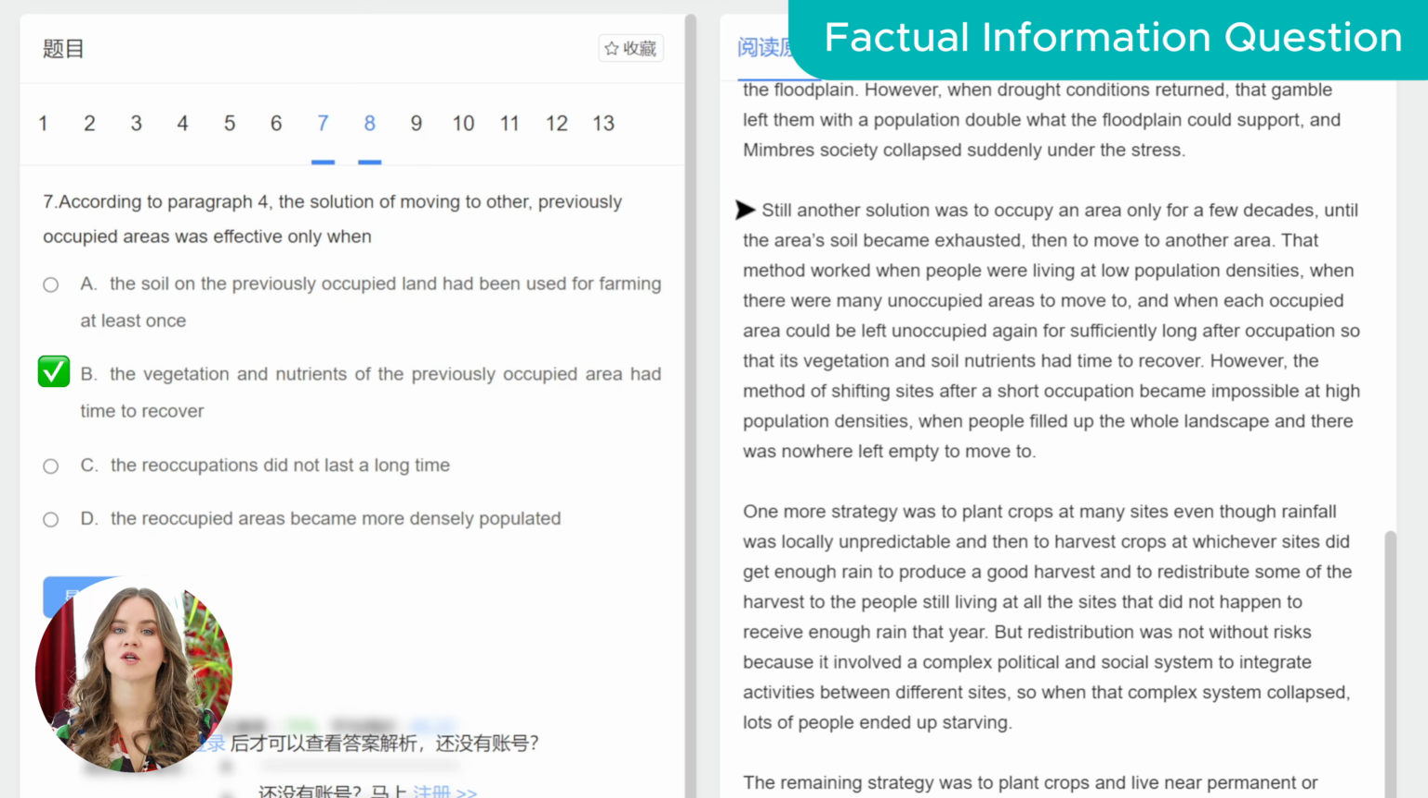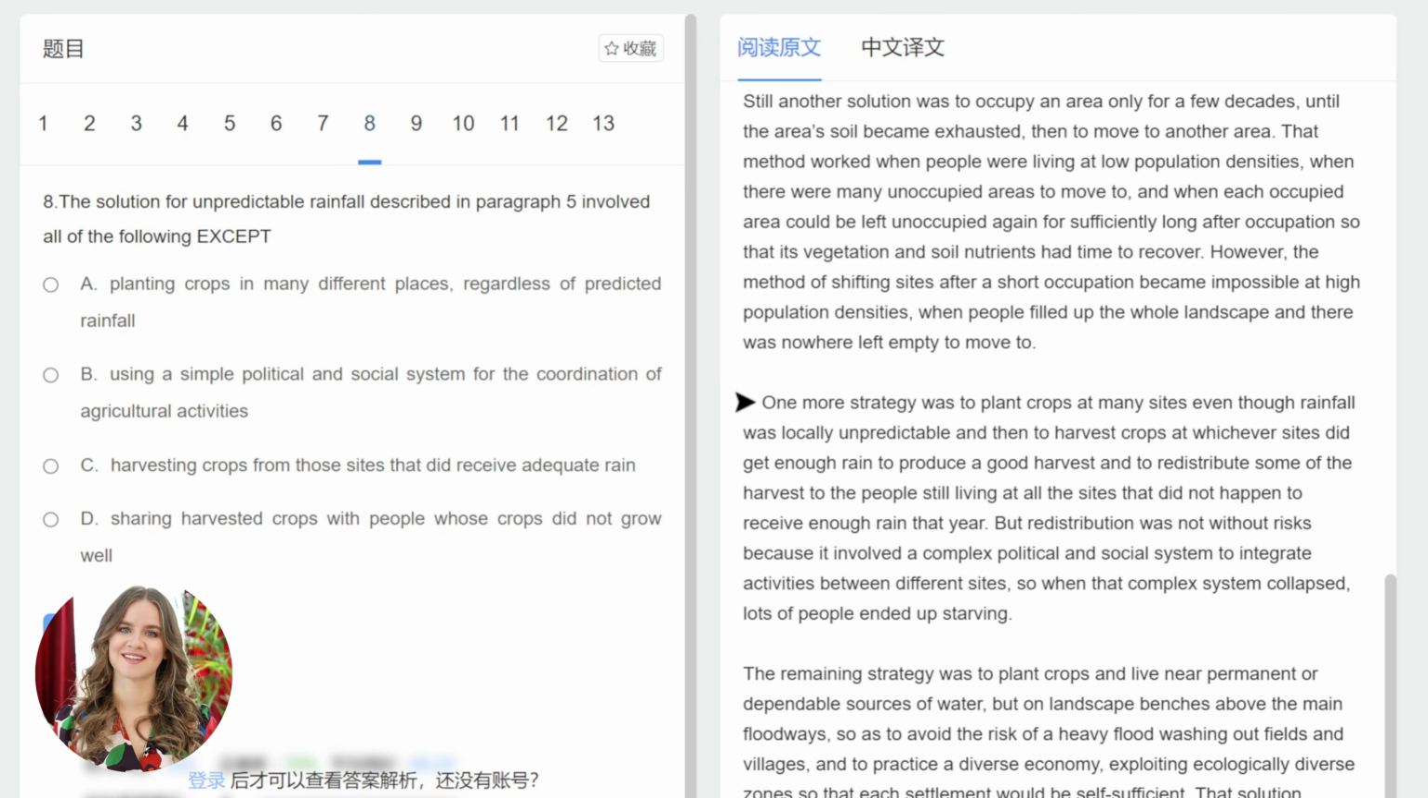For factual information questions, I always suggest reading the relevant part of the text first, so you can formulate the answer in your own words. That way, when you check the answer choices, finding the right one becomes a piece of cake. Let's move on to the next question.